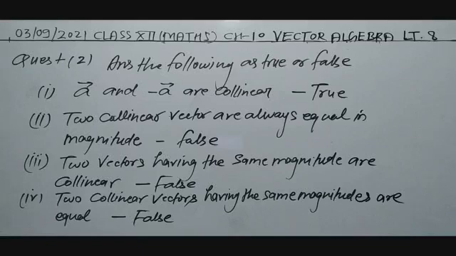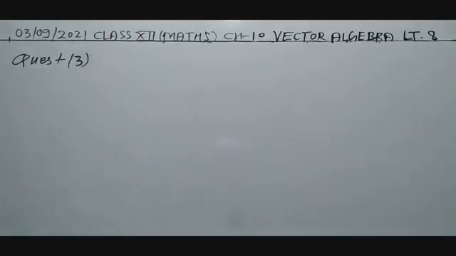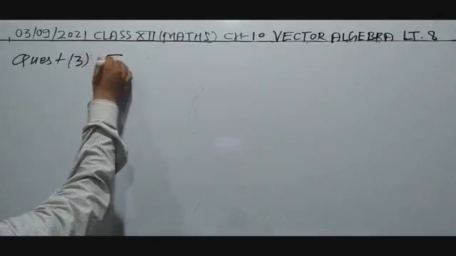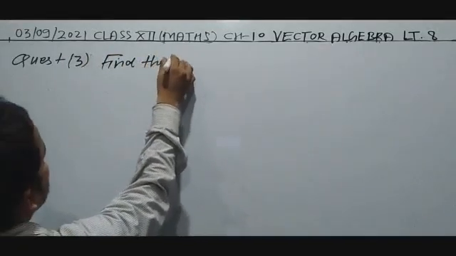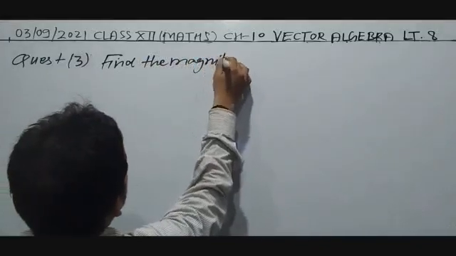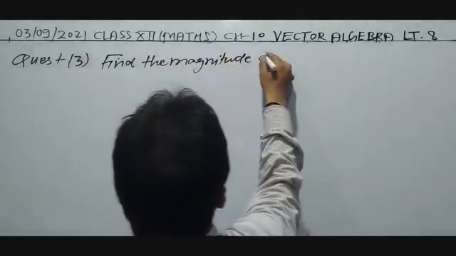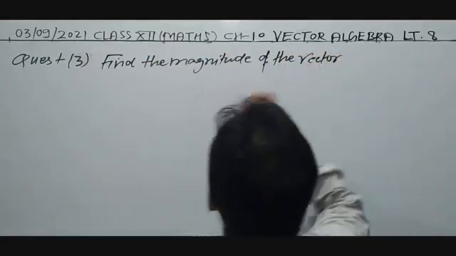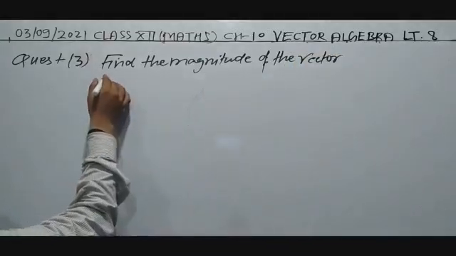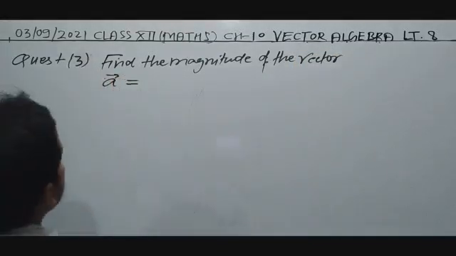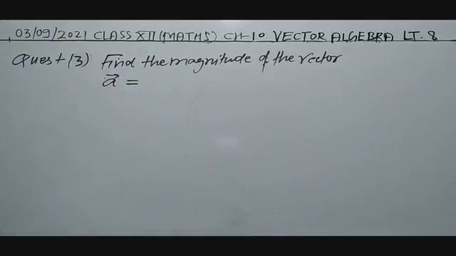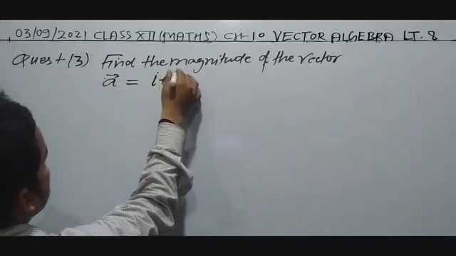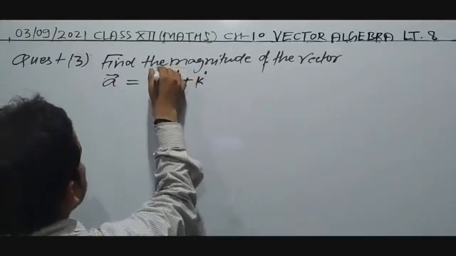Question number 3 is: find the magnitude of the vector A is equal to i plus j plus k.